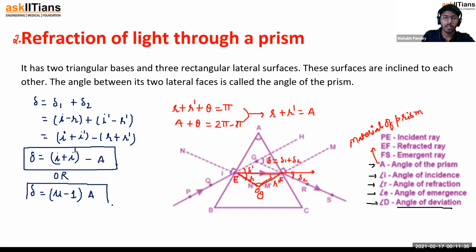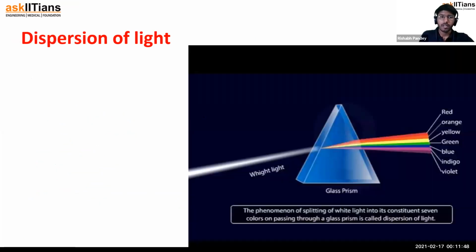These are the two formulas by using which I can find the angle of deviation. If I move forward, I hope I'm clear till this part. Right. Now, this is basically the dispersion of light. And what's dispersion of light? The splitting of white light into its constituent colors is called dispersion of light.